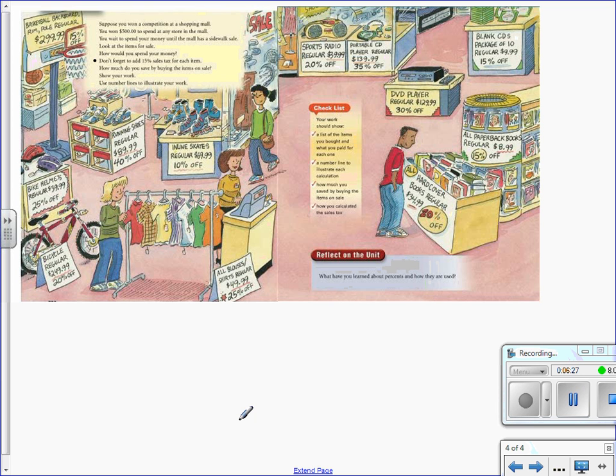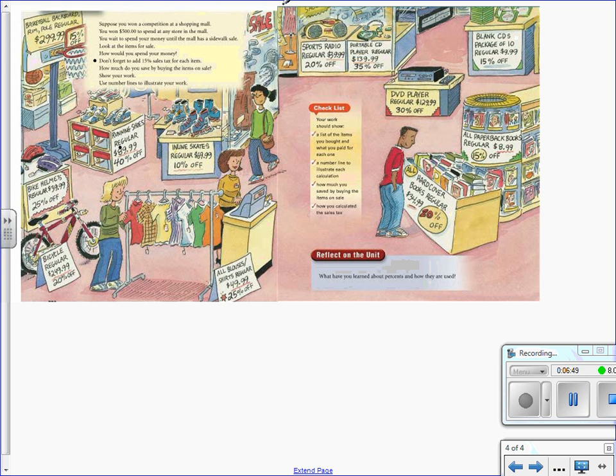So look at all the different items for sale. You get the basketball net over here, running shoes, inline skates, there's books over here, DVD player, all kinds of stuff. Okay? Look at all the stuff that's there. How would you spend your money? Now, don't forget, you have to add 15% sales tax for each item. How much do you save by buying the items on sale?